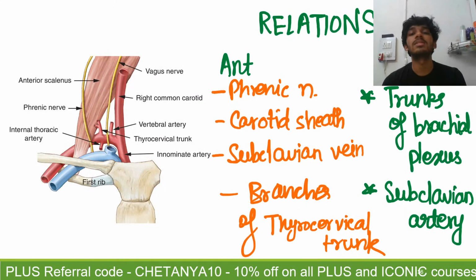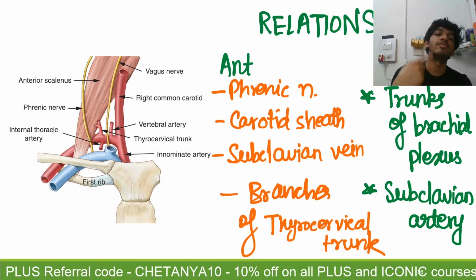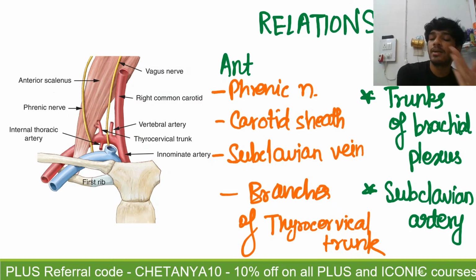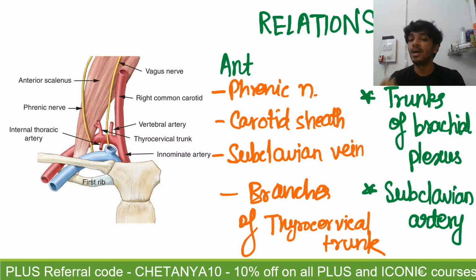There are a few relations of the scalenus anterior. You have the anterior relations and the posterior. Anterior relations will have the phrenic nerve running, and the carotid sheath, which has the common carotid and the vagus nerve with the jugular vein. There are also some relations of the carotid sheath, like the ansa cervicalis. Then the subclavian vein runs anteriorly, the subclavian artery runs posteriorly, and the branches of the thyrocervical trunk, SIT, run anterior to the scalenus anterior. Posteriorly, you will have the trunks of the brachial plexus.